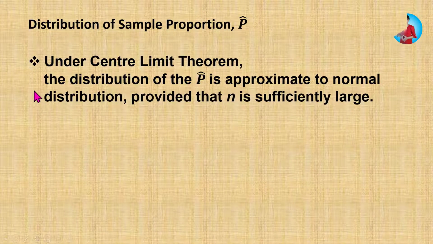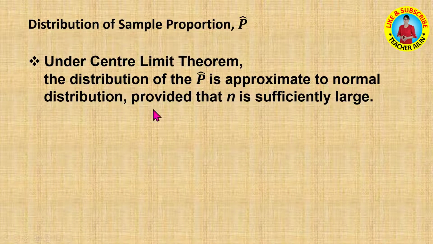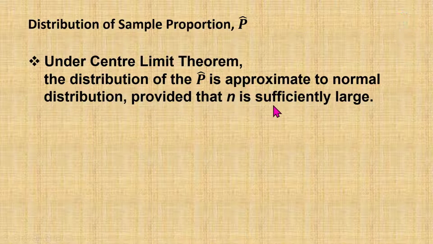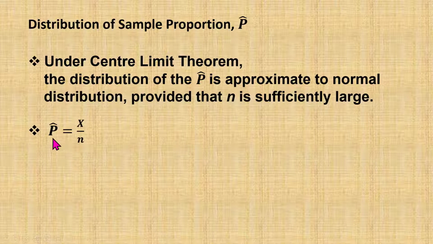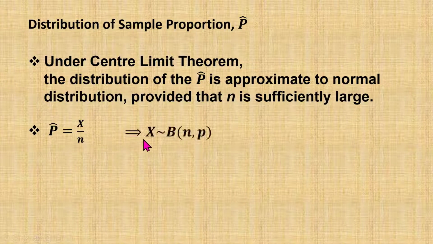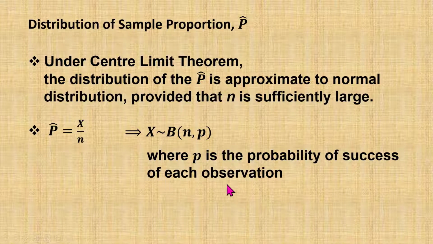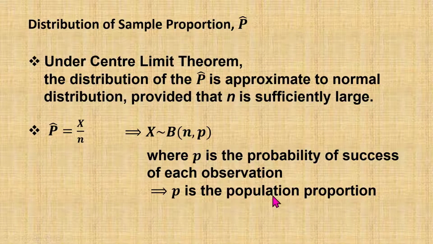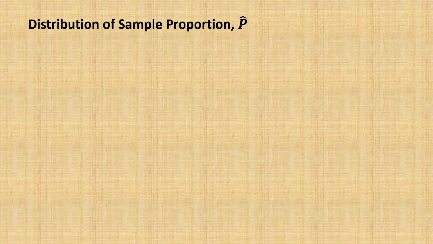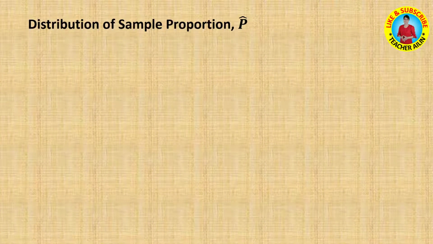According to the central limit theorem, the distribution of the sample proportion is approximately a normal distribution, provided that the sample size is sufficiently large. If the distribution is approximately normal, then what are the mean and variance of this distribution? The sample proportion is x divided by n, where x is the number of success elements in the sample. So x follows the binomial distribution, where P is the probability of success of each observation. In this context, P is the same as the population proportion.